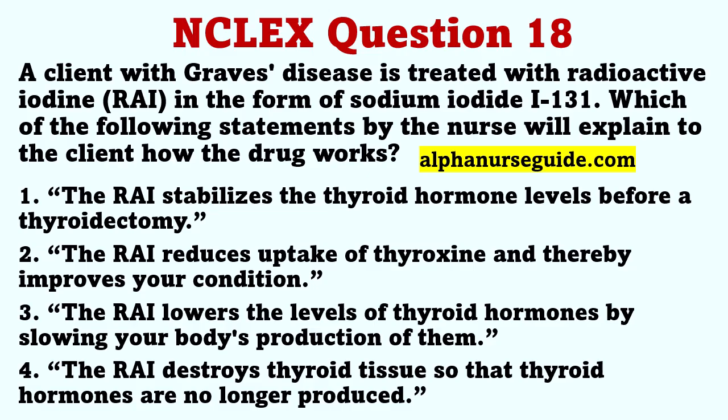Sodium iodide, I-131, destroys the thyroid follicular cells, and thyroid hormones are no longer produced. RAI is commonly recommended for clients with Graves' disease, especially the elderly. The treatment results in a medical thyroidectomy. RAI is given in lieu of surgery, not before surgery. RAI does not reduce uptake of thyroxine. The outcome of giving RAI is the destruction of the thyroid follicular cells. It is not possible to slow the production of thyroid hormones with RAI.